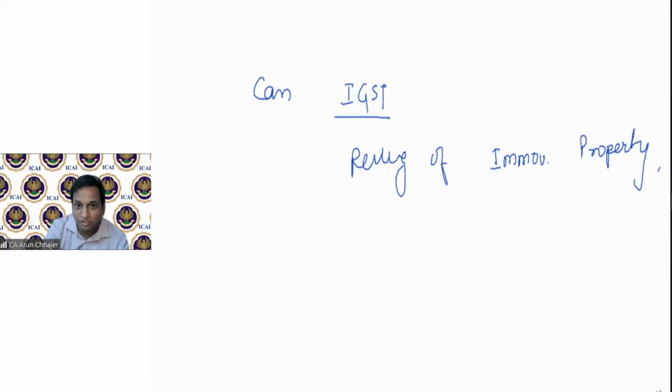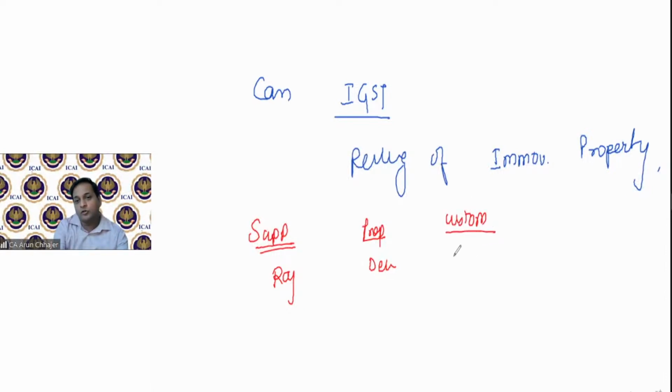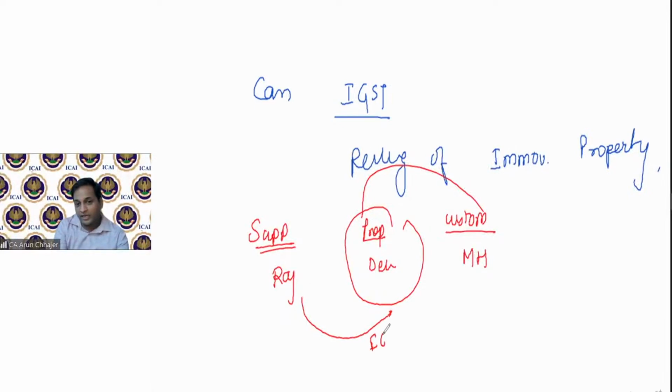Let me frame the question also. Suppose the supplier, the landlord, is located in Rajasthan. The property is in Delhi, and I am giving it to a customer who is located in, let's say, Maharashtra. He has taken the property on rent. Can I charge IGST, or do I have to take registration and charge C plus S?